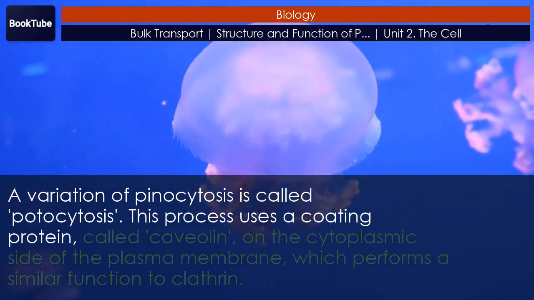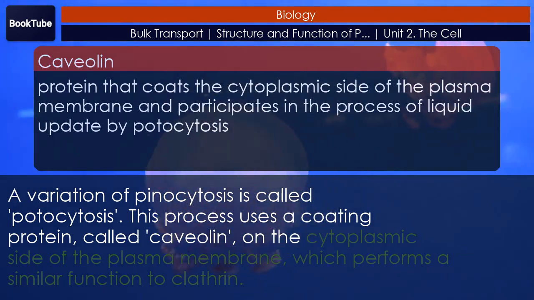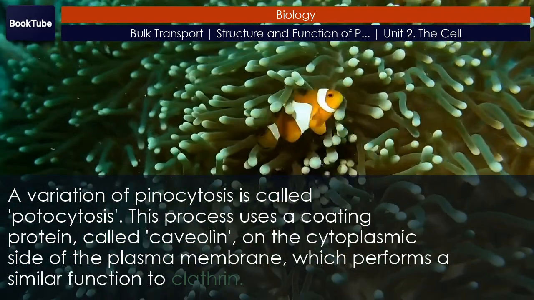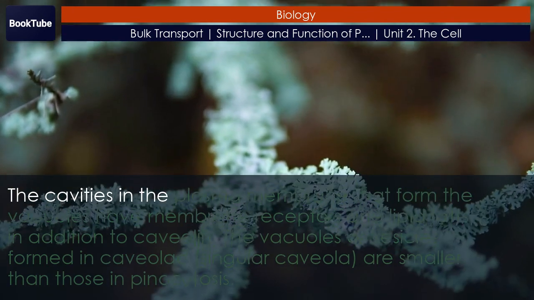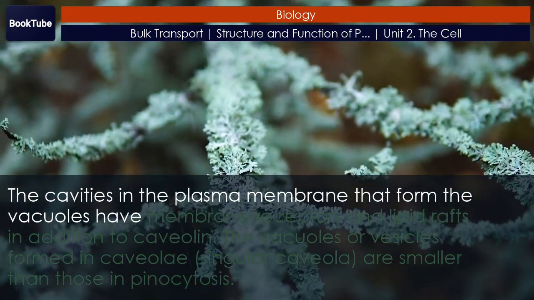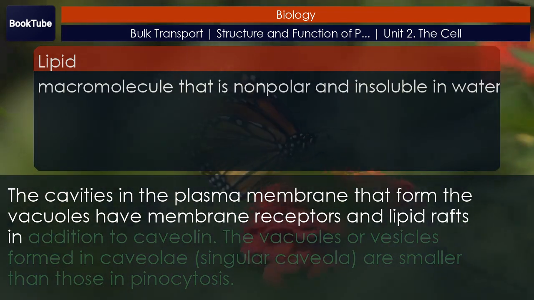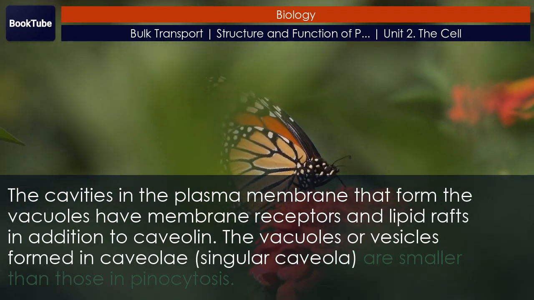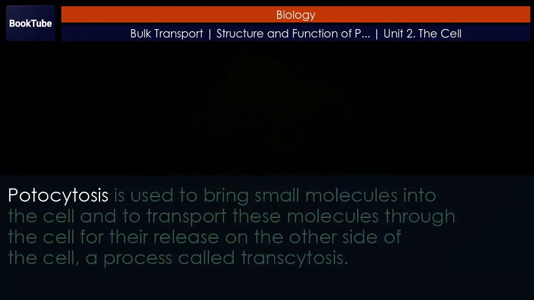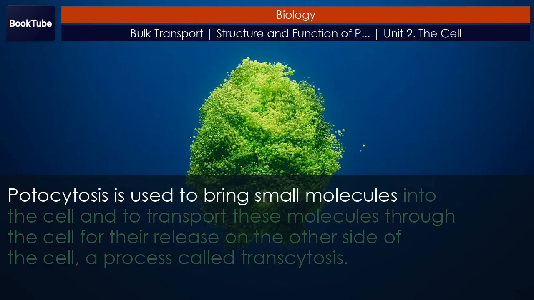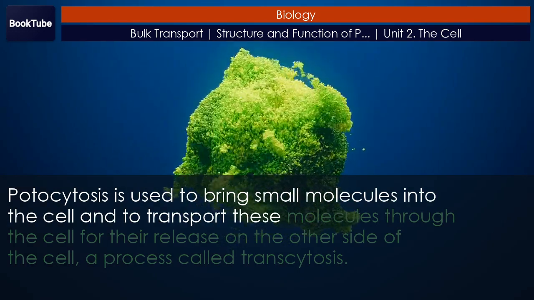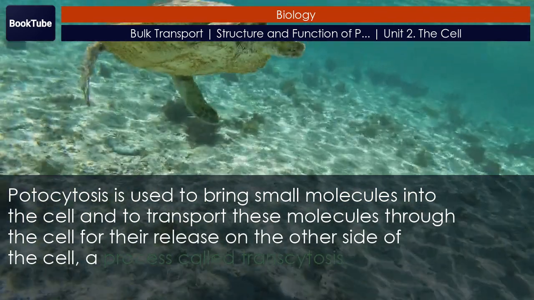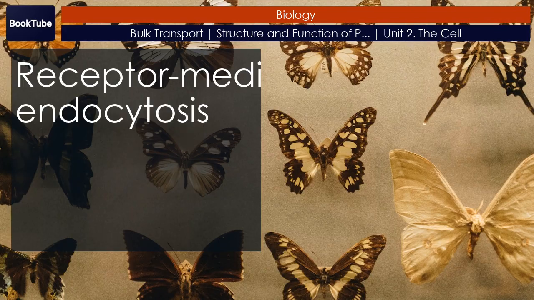This process uses a coating protein called caveolin on the cytoplasmic side of the plasma membrane, which performs a similar function to clathrin. The cavities in the plasma membrane that form the vacuoles have membrane receptors and lipid rafts. In addition to caveolin, the vacuoles or vesicles formed in caveola, singular caveola, are smaller than those in pinocytosis. Phagocytosis is used to bring small molecules into the cell and to transport these molecules through the cell for their release on the other side of the cell. A process called transcytosis.